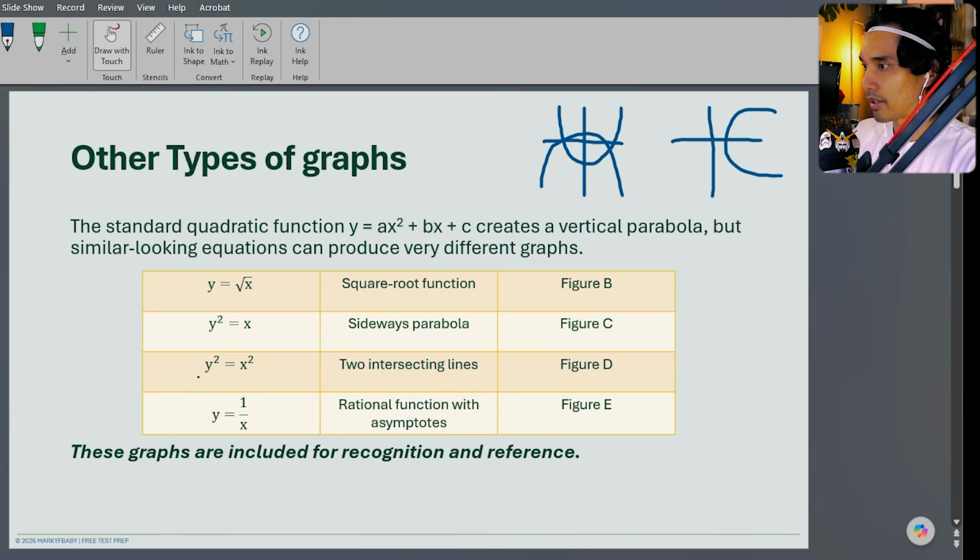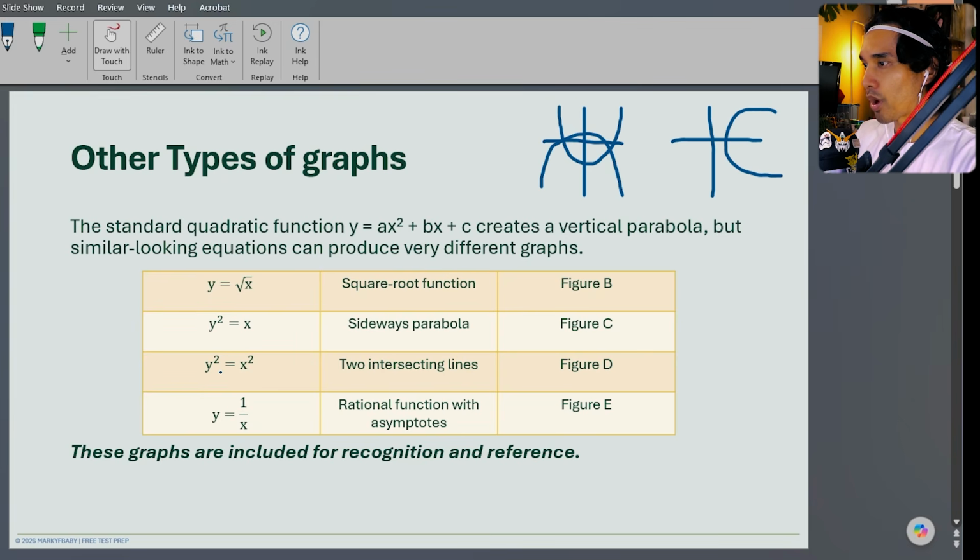So these are some functions that you might see on the test, okay? And do not be afraid, because I don't think they're going to make you understand what they are or how they work, but I want you to recognize them, okay? So we have y equals square root x. That's going to be figure b on the next slide. Then we have y squared equals x. That is a sideways parabola. Figure c will show that.